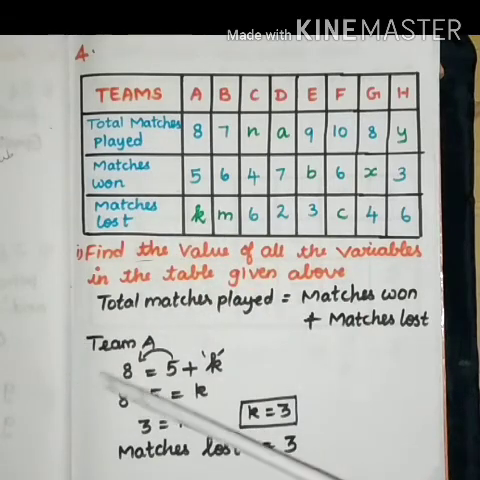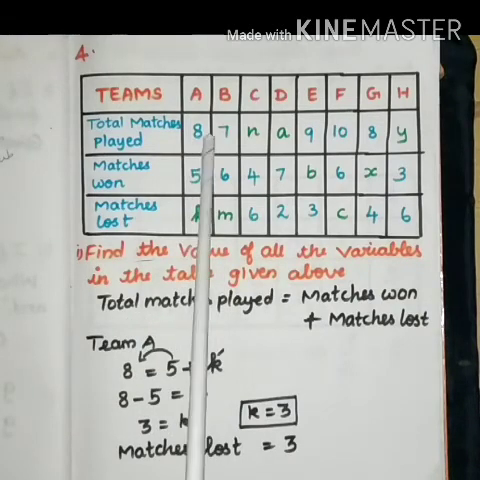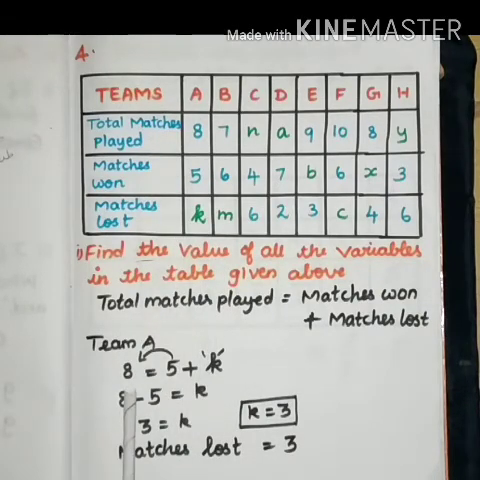First, let's see team A. Total matches played is what? 8. Then matches won is 5. Then matches lost is K. So 8 equals 5 plus K. You have to find the unknown variable. The constant number, that is plus 5, will go to the left hand side, which means it will change into minus 5. 8 minus 5 equals K.